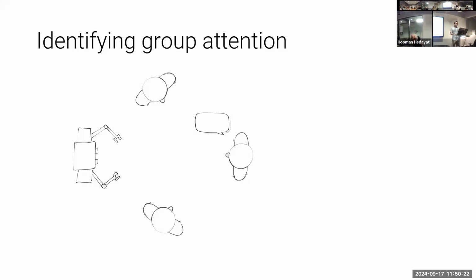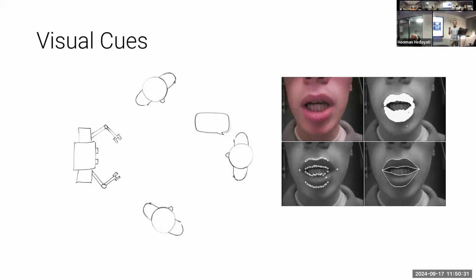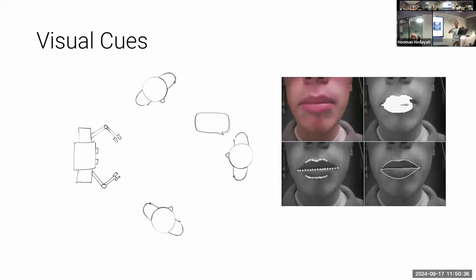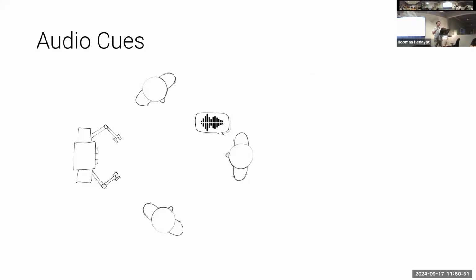But the problem is that most of the algorithms that detect focus of attention use visual cues. They look at the lips of the person who is talking, and by the movement they understand this person is talking and probably is going to be the focus of attention. But that does not work properly thanks to COVID-19, because people are wearing masks. So that is a fail.